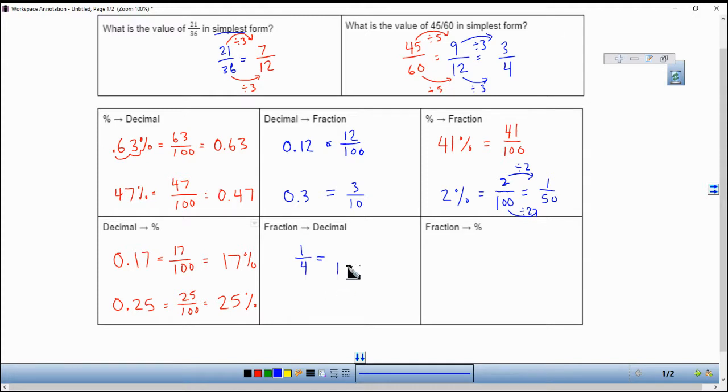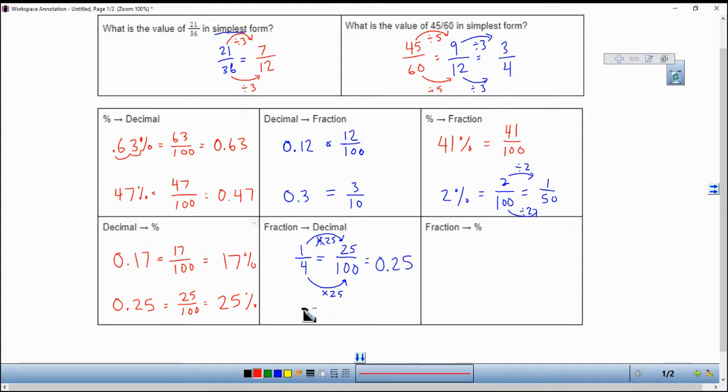So how can we get from 4 to 100? Oh, 4 is one of our 9 numbers, by the way. We can multiply by 25. Multiply the top by 25 as well. I'm sorry, not divide. Multiply by 25. What's 1 times 25? It's 25. So we don't have a decimal yet, but 25 hundredths is 25 hundredths as a decimal.